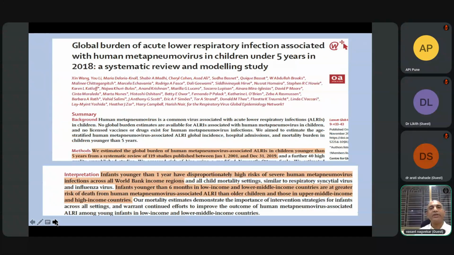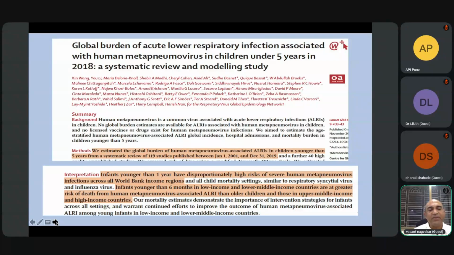Now coming to the next paper, which talks about the global burden of acute respiratory infection associated with human metapneumovirus in children under the age of 5 years. In 2018, it was a systematic review and modeling study, a review of 119 studies. What they saw was that infants younger than 1 year of age have a disproportionately high risk of severe human metapneumovirus infection across the World Bank income regions. Infants younger than 6 months in low income and lower middle income countries are at a greater risk of death from human metapneumovirus associated ALRI than older children and those in the upper middle income countries.